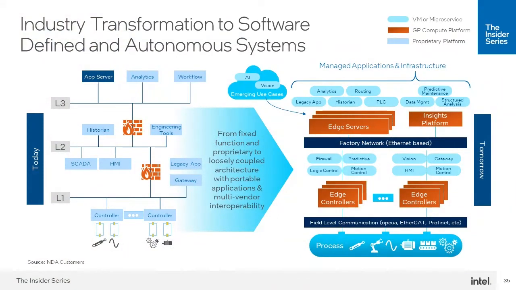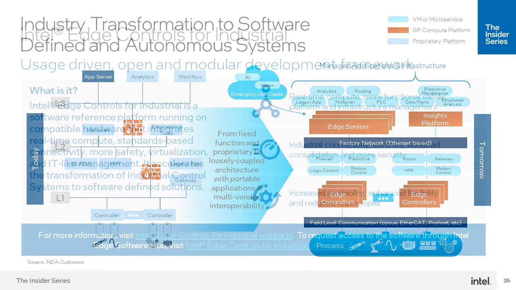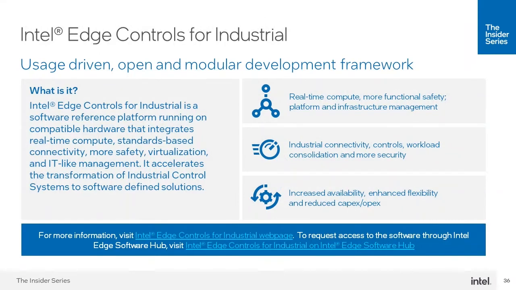So in the current legacy industrial system, there are often fixed functions, proprietary, and not interoperable with one another. So it creates multiple single points of failure because of the tight coupling between the workload and the compute. So at Intel, we envision the transformation to a software-defined industrial system, decoupling the workload and the compute such that each system is portable and interoperable with one another. To help this transformation, as Ghana shared, Intel has developed a software reference platform called Edge Controls for Industrial. It's a modular framework that combines the elements of real-time compute, standards-based connectivity, safety, virtualization, and IT management to deliver a complete control software platform.